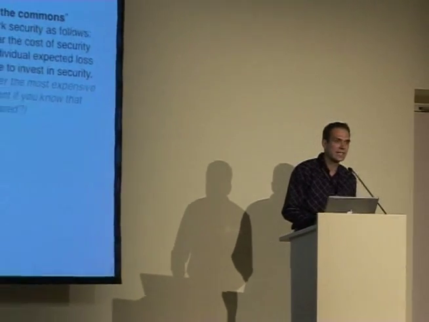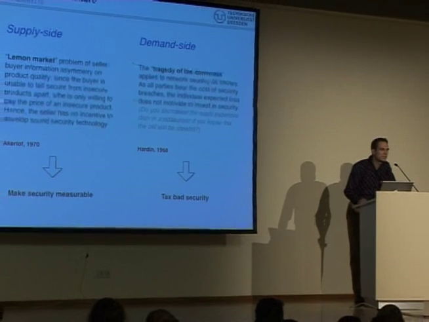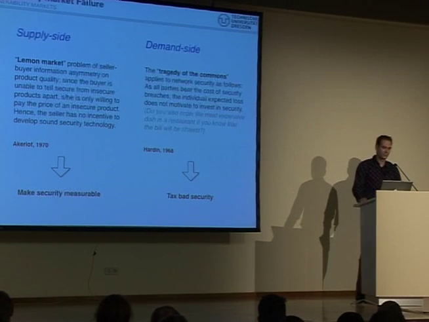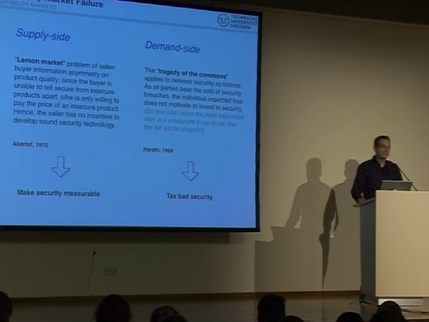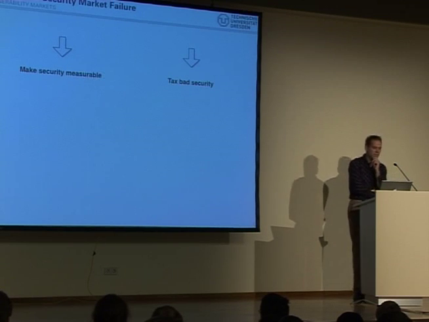The responses or the actions to be taken from both of these sides are quite evident. From the supply side, from the lemon market problem, we see that the consequence must be to make security measurable. And on the demand side, we see that we have to tax or to punish bad security, to give people an incentive to invest into good security. It sounds easier than it is, and there are basically two options to achieve these goals.